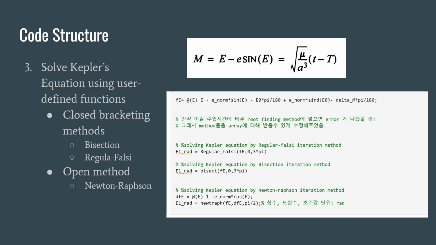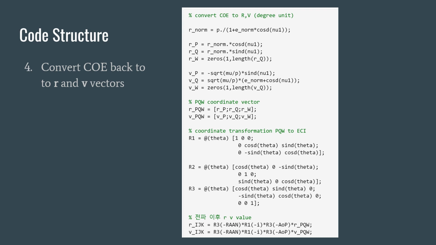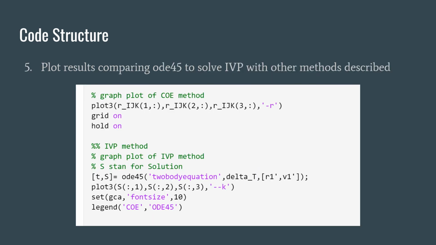For each method, we created our own user-defined functions that take in a set number of inputs but give us the same type of solution. We will be comparing the number of iterations and graphing the solutions to determine which method is most efficient. Before graphing, we must convert our COE variables back into R and V vectors. These vectors contain position and velocity values that correspond to each value of our time domain. Finally, the code plots the result.